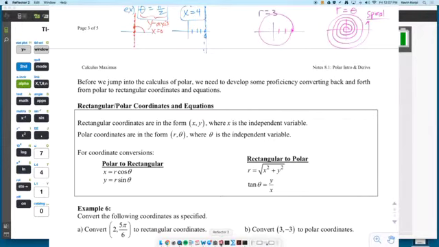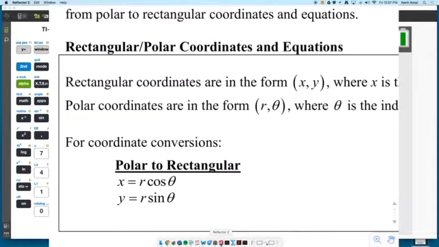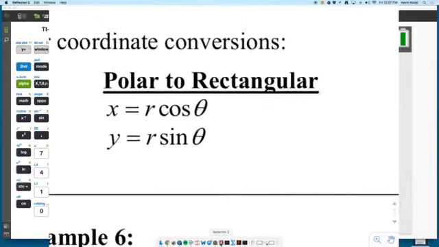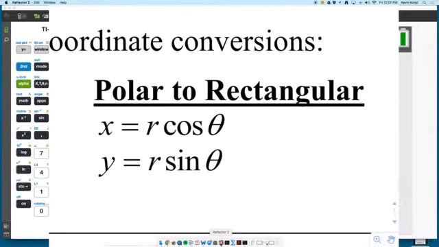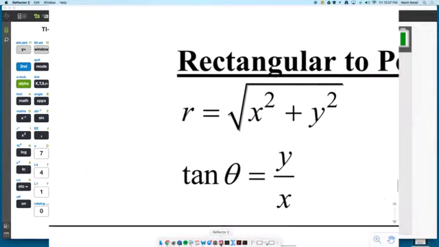Okay, so we're still not quite at the calculus part. We want to now convert from polar to rectangular coordinates and equations. And we did that a little bit at the beginning yesterday. So the xy is your rectangular coordinate, and r theta is your polar coordinate. So if you're converting from polar to rectangular, that means you have r theta in hand, and you're trying to convert it to rectangular. We did this yesterday. You're going to use x equals r cosine theta, and y equals r sine theta. Those are like your component vectors from physics. Okay? You just plug them in and evaluate it, and you're done.